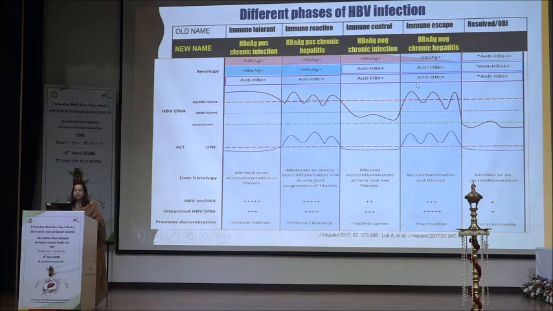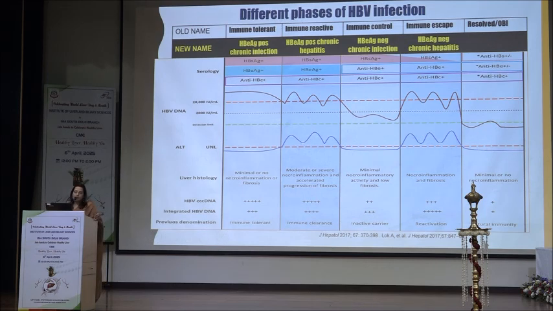Now, immune escape: suddenly after 60 the immunity of the body declines, or there is a cancer, or you are on an anti-cancer drug, and again the virus starts replicating, which we call the reactivation phase. Again the ALT rises, and now this time it is a rapid replication.